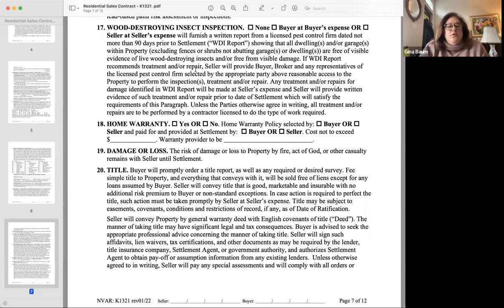Damage or loss. The risk of damage or loss to the property by fire, act of God, or other casualty remains with the seller until settlement. Okay, if we have a hurricane and windows are blown out, it's on the seller to fix that.